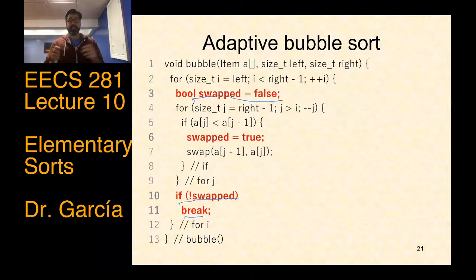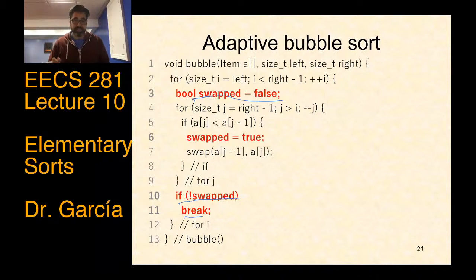And this is what we call adaptive sort, because as you can see, you've introduced logic where depending on what the current state of the array is, it might make a decision to continue sorting or not. Well, in this case, we would not continue sorting based on the fact that we have done no swaps.